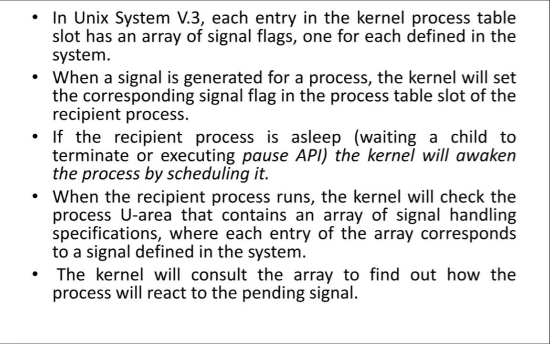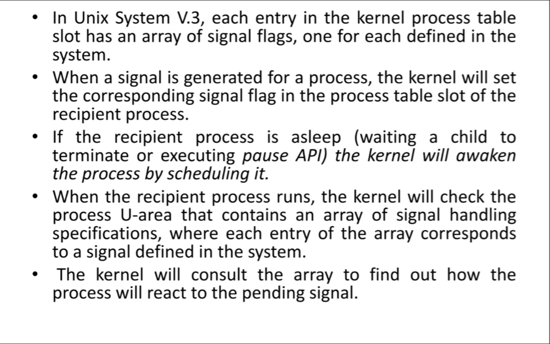See here, if the recipient process is asleep, if it is sleeping, waiting for a child to terminate or executing a pause API, the kernel will awaken the process by scheduling it. So if the recipient process which is going to take that signal is asleep, the kernel should activate that process, because that process should take the action, right? That's why. When the recipient process runs, the kernel will check the process user area that contains an array of signal handling specifications, where each entry of the array corresponds to a signal defined in the system.